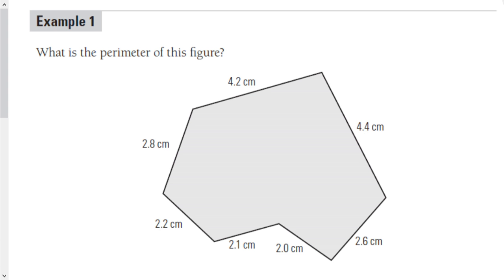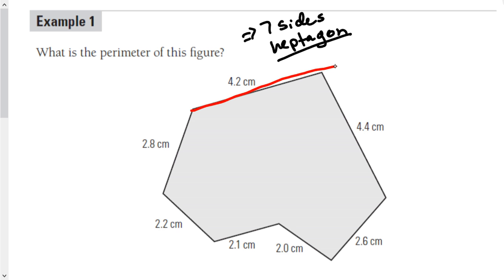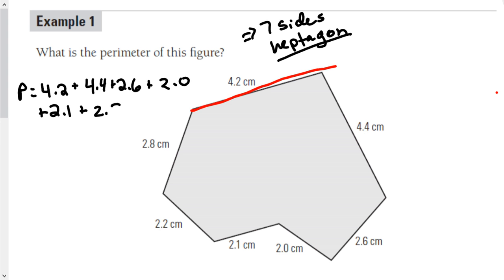Well, this figure has 7 sides. So this is a heptagon, which is a fun word. Simply, all you're going to do is add all of these sides together. So perimeter is equal to 4.2 plus 4.4 plus 2.6 plus 2.0 plus 2.1 plus 2.2 plus 2.8. And notice how I left off centimeters because they're all in centimeters.